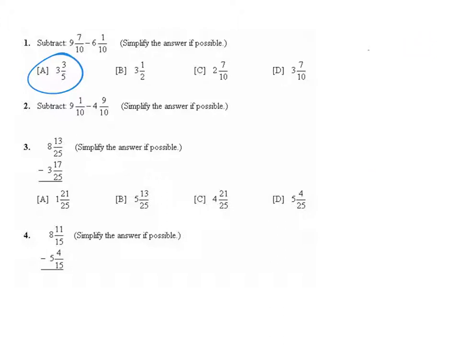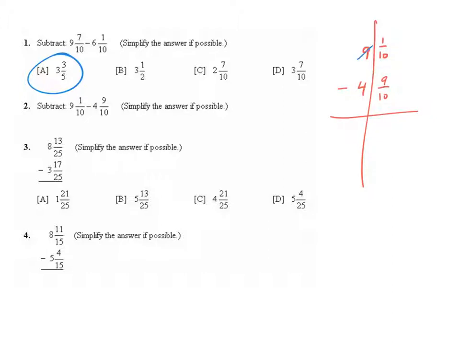Question 2, subtract 9 1/10 minus 4 9/10. Again, because I already have a common denominator, I can attempt to subtract. The problem that I'm going to have here is 1/10 minus 9/10. If I have 1 of something, I can't take away 9 of something without going into the negatives. So what I'm going to have to do here is regroup my 9 1/10.